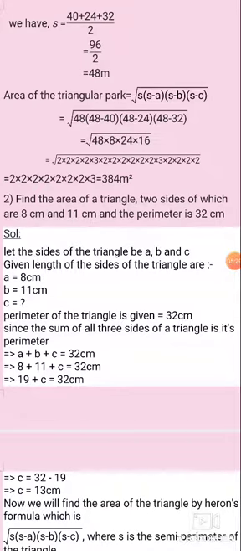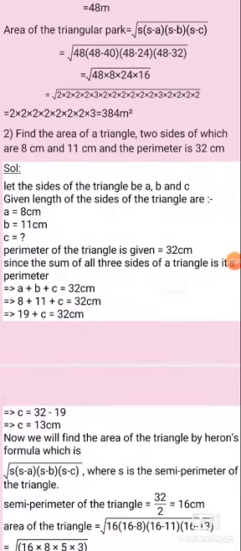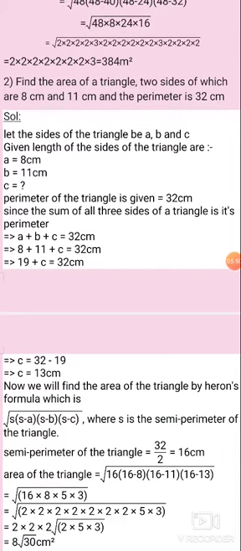Now we will find the area of the triangle by Heron's formula. That is root of S into S minus A into S minus B into S minus C, where S is the semi-perimeter. Now if the perimeter is equal to 32 centimeter, the semi-perimeter is what? 16. Substitute all the values. Square root of 16 into 16 minus 8 into 16 minus 11 into 16 minus 13.